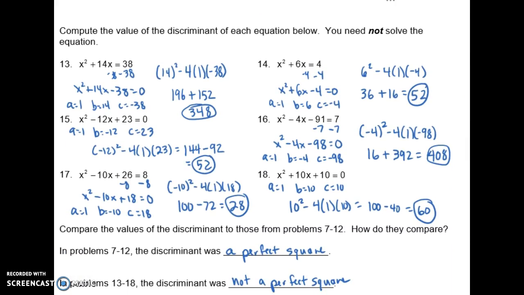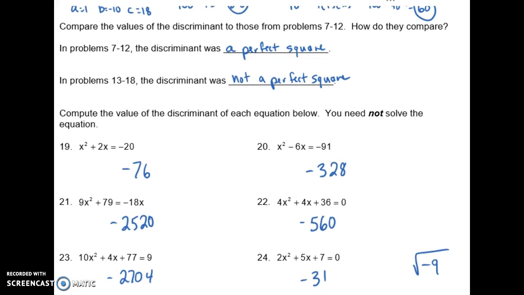So if we look at questions like 13 through 18, these are ones where, when I calculate the discriminant, I'm not going to get nice numbers. And what I mean by nice numbers is perfect squares. I have 348, 52, 28, and so on. They might be simplifiable, so that we can break them down further, but we don't get perfect squares. And that's going to be significant, as you'll see when we get to using the quadratic formula.